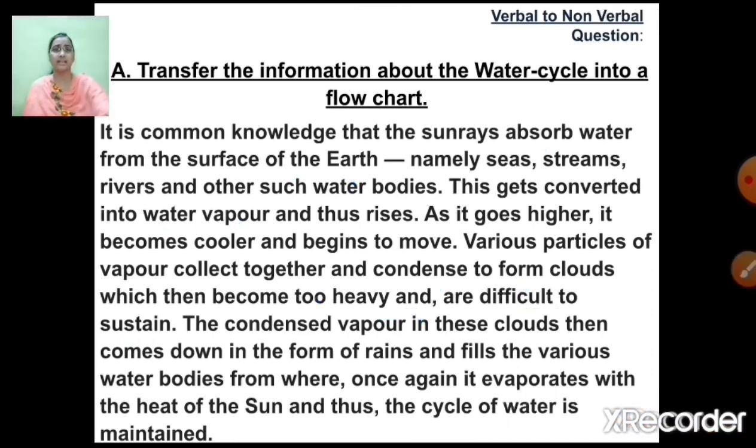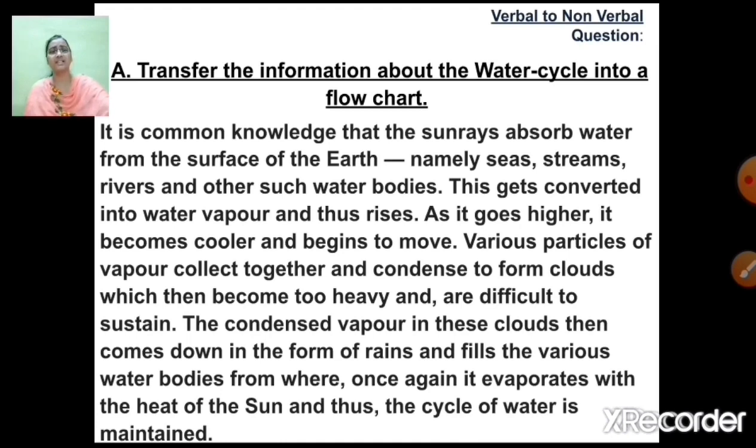And then the condensed vapor in these clouds comes down in the form of rain and fills the various water bodies, from where once again it evaporates with the heat of the sun. So this can be the next point. It evaporates with the heat of the sun, and thus the cycle of water is maintained.